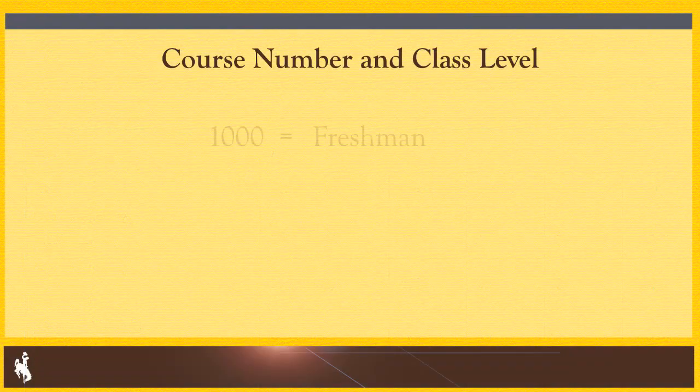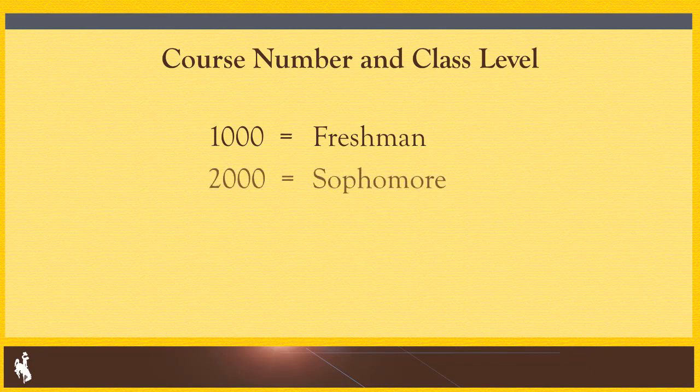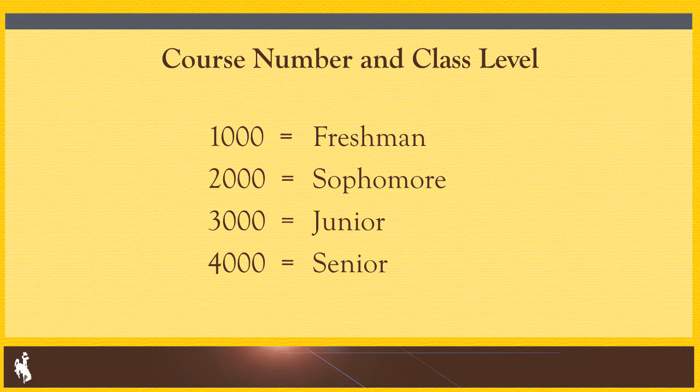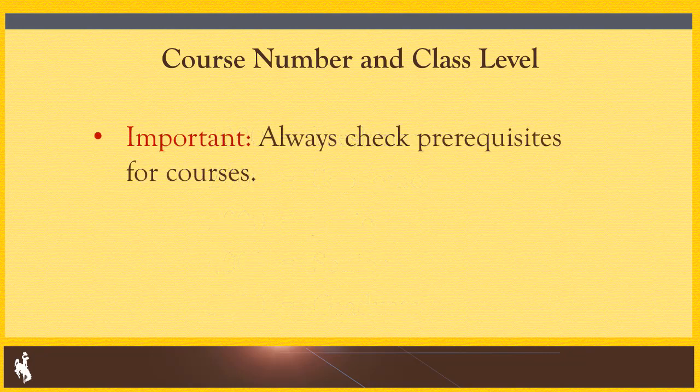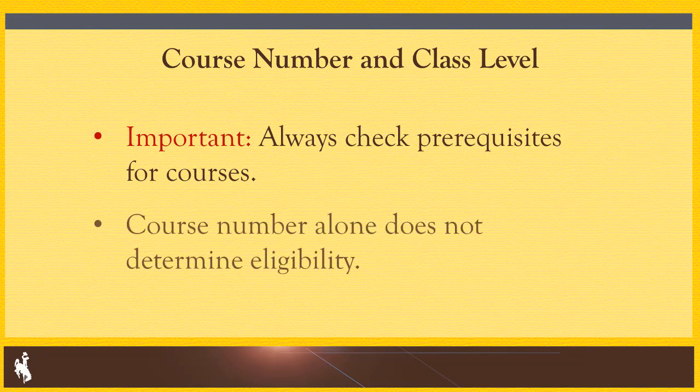For example, 1,000 level classes are generally for freshmen, 2,000 for sophomores, 3,000 for juniors, and 4,000 for seniors. 5,000 level courses are graduate level. Make sure you always check prerequisites for classes, as the course number alone will not indicate which students are eligible to take the course. More on that in a moment.